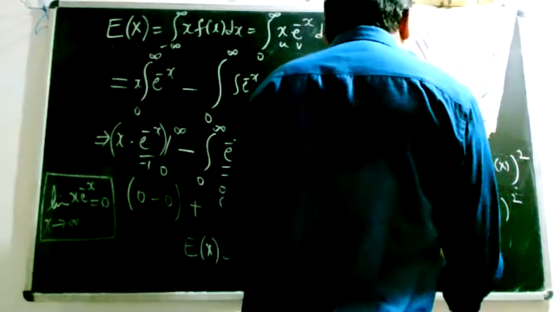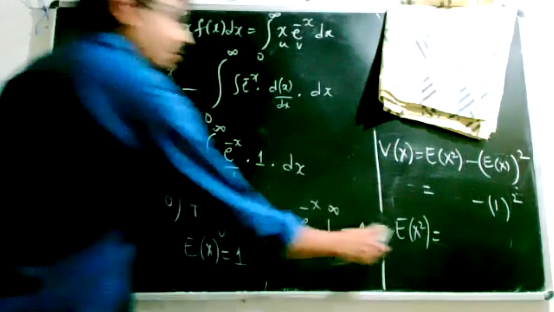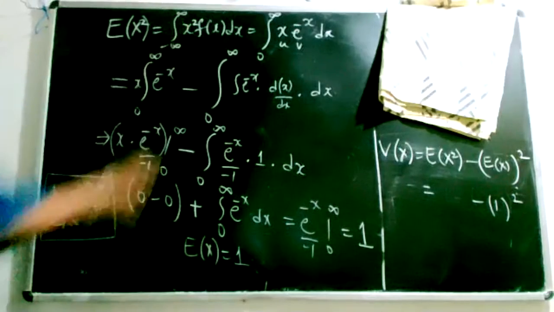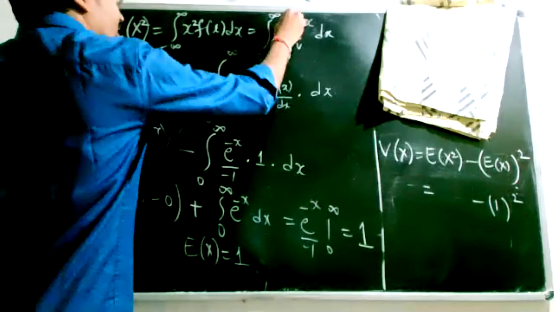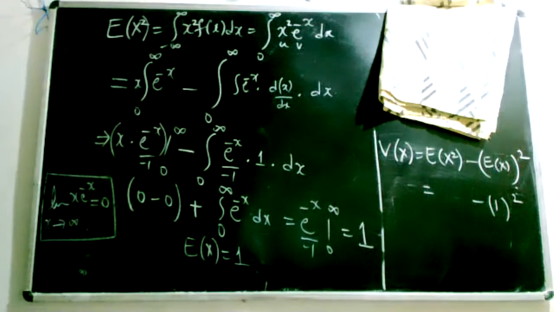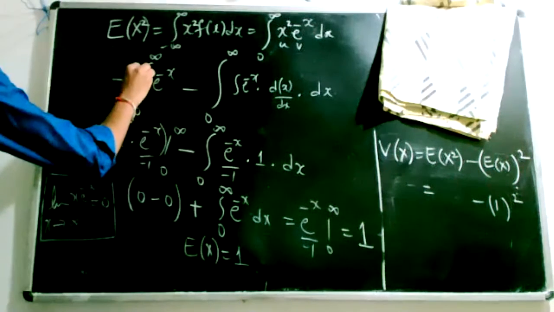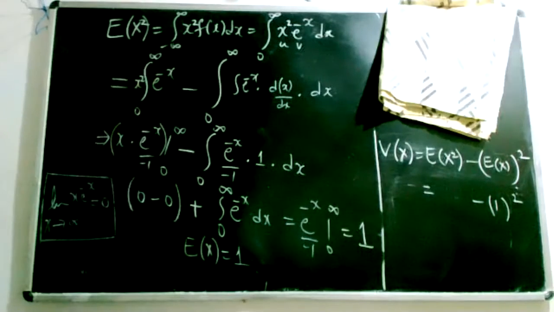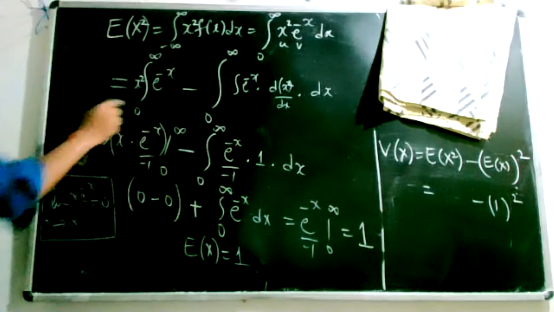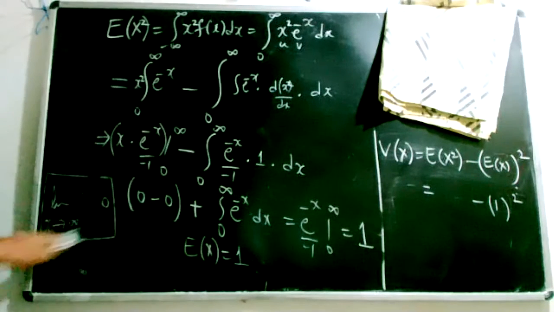E of x square, do the same way. What is E of x square? E of x square is the integration of x square into f of x dx, which will be the integration of x square into e power minus x dx. Now apply the same integral, product of integral, so you'll get x square, derivative of x square, again the same concept. Let me tell you one formula, note it down.